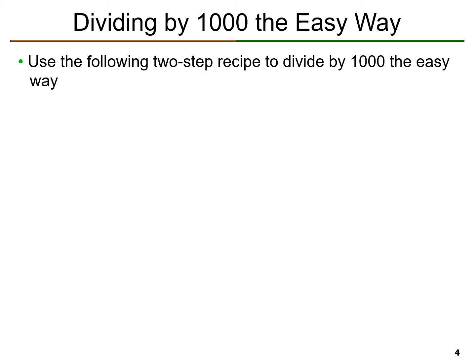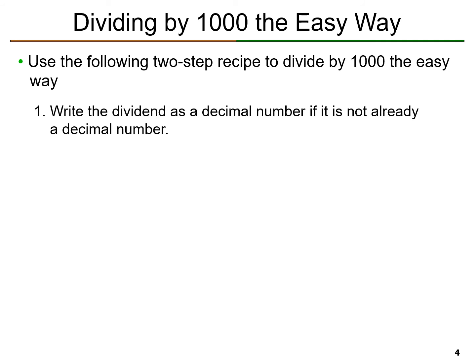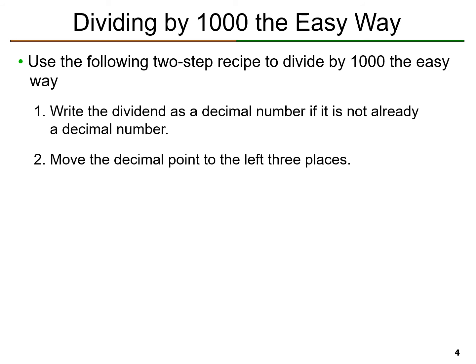Okay, let's divide by 1,000 the easy way. Again, it's simply a 2-step process. Step 1, write the dividend as a decimal number if it is not already a decimal number. And step 2, move the decimal point to the left 3 places this time. So let's work a couple of examples.